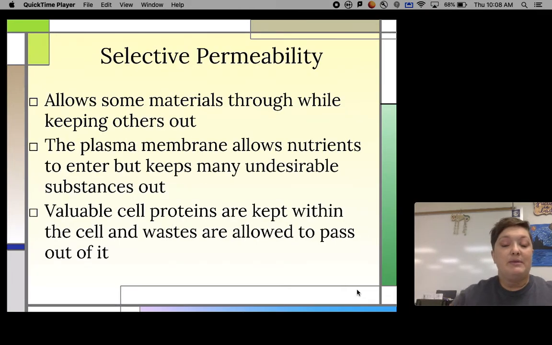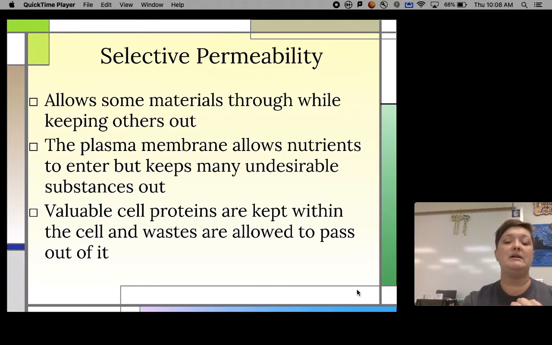And remember that plasma membrane is selectively permeable. It chooses what comes in and out of the cell. It's kind of like a bouncer for the club. Like, who can come in? Nope, you're not allowed. Yes, you can leave. No, you haven't paid your tab yet. You can't leave yet. It controls what goes in and who can come out.